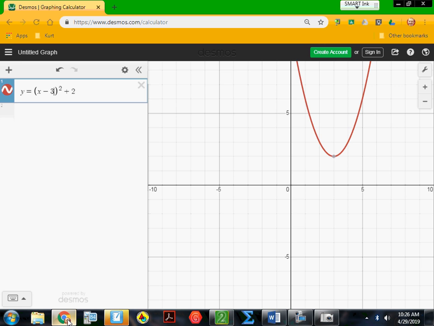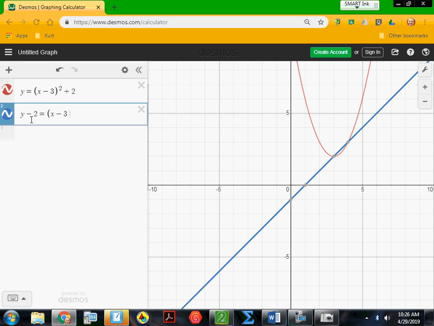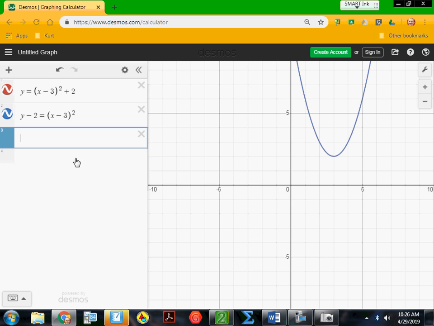This equation, y equals (x minus 3) squared plus 2, actually started as a different equation. y minus 2 equals parentheses x minus 3, close my parentheses, and then square it. Now notice what happened is the red graph became the blue graph. In other words, both of those equations are still being graphed. I can turn one off. Okay, there's the red graph. I'm going to turn the blue graph back on. It's just covering the red graph. In other words, these are the exact same equation.